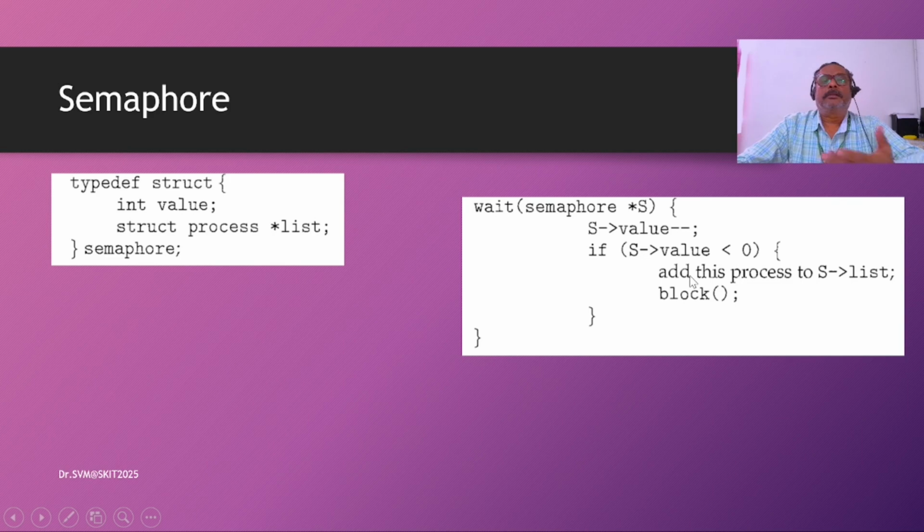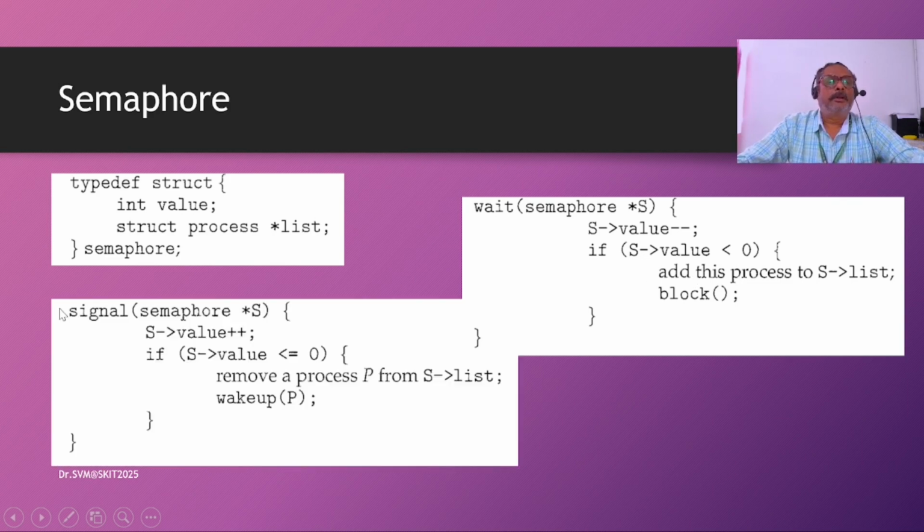Okay, how does it come out? It comes out when some of the 5 processes which had occupied these 5 printers completes its printing job. It says signal. The moment it says signal, that printer gets released. And the moment a printer gets released, the value gets updated, incremented by 1, because one more printer is free now.